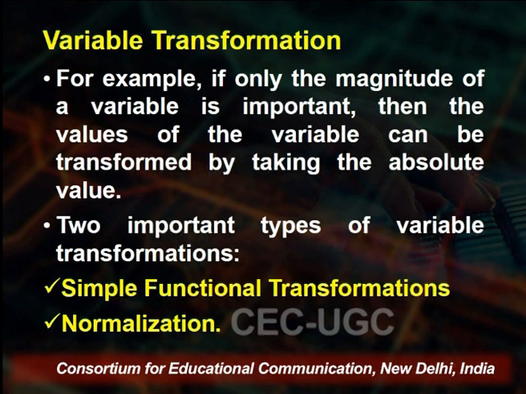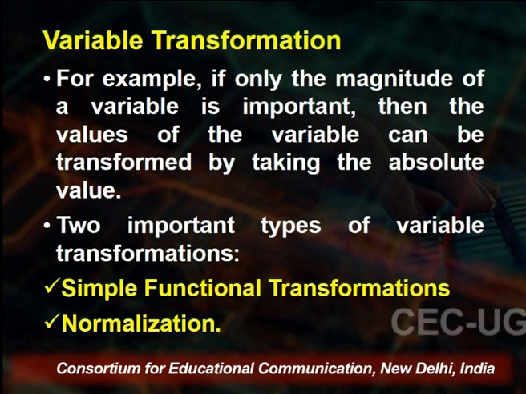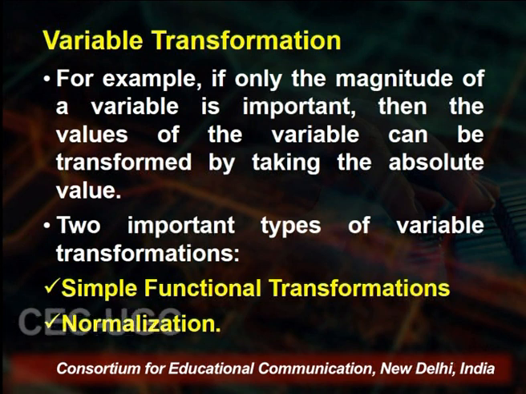So in variable transformation, if it is only the magnitude of the variable which is important, then as I just said, the value of the variable can be transformed by taking the absolute value, right. So we can have two types of variable transformation. The first is simple functional transformation and the second is normalization, or we also say standardization, right.